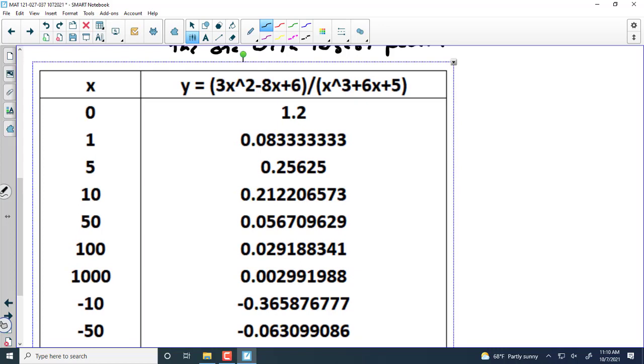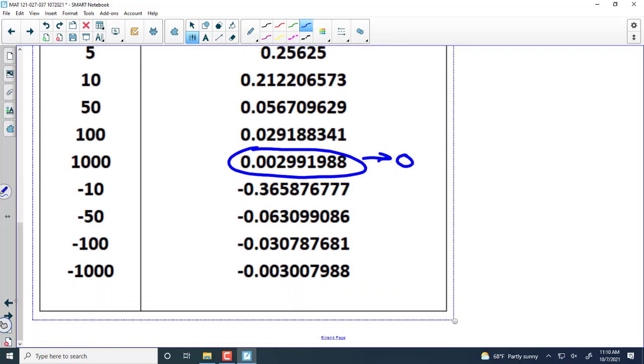You plug in a 0, a 1, a 5, a 10, not much really to notice here, but as I get in large numbers, 50, 100, 1,000, you will notice that this thing right here is approaching 0. It's getting very, very close to 0 because that x cubed on the bottom is winning. As you put in negative 10, negative 50, negative 100, negative 1,000, this thing is approaching 0. Why? Because the x cubed on the bottom is winning. So we just keep getting closer and closer and closer to the x-axis. That's why the horizontal asymptote works the way it does.